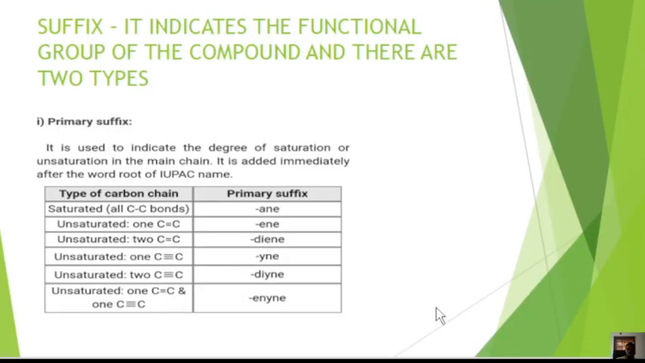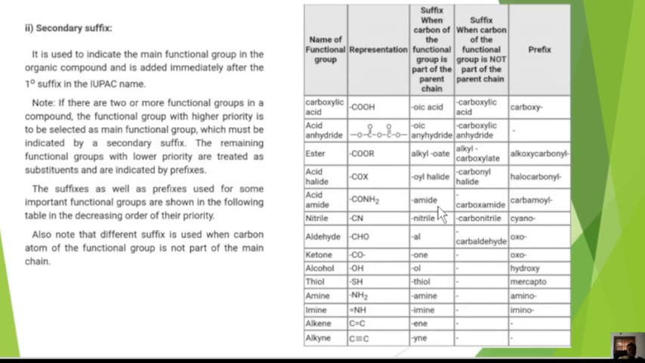Before we complete this, let's consider this. Now, the next type of suffix is known as the secondary suffix. It is used to indicate the main functional groups in the organic compound and is added immediately after the first degree suffix. First degree suffix is the primary suffix in the IUPAC name. Note, if there are two or more functional groups in the compound, the functional group with higher priority is to be selected as the main functional group, which must be indicated by a secondary suffix.